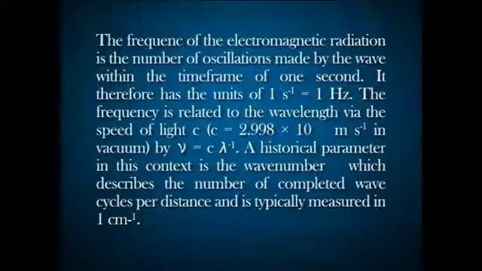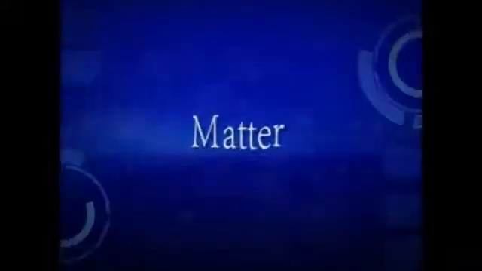A historical parameter in this context is the wave number, which describes the number of completed wave cycles per distance and is typically measured in cm⁻¹. Now, the matter.